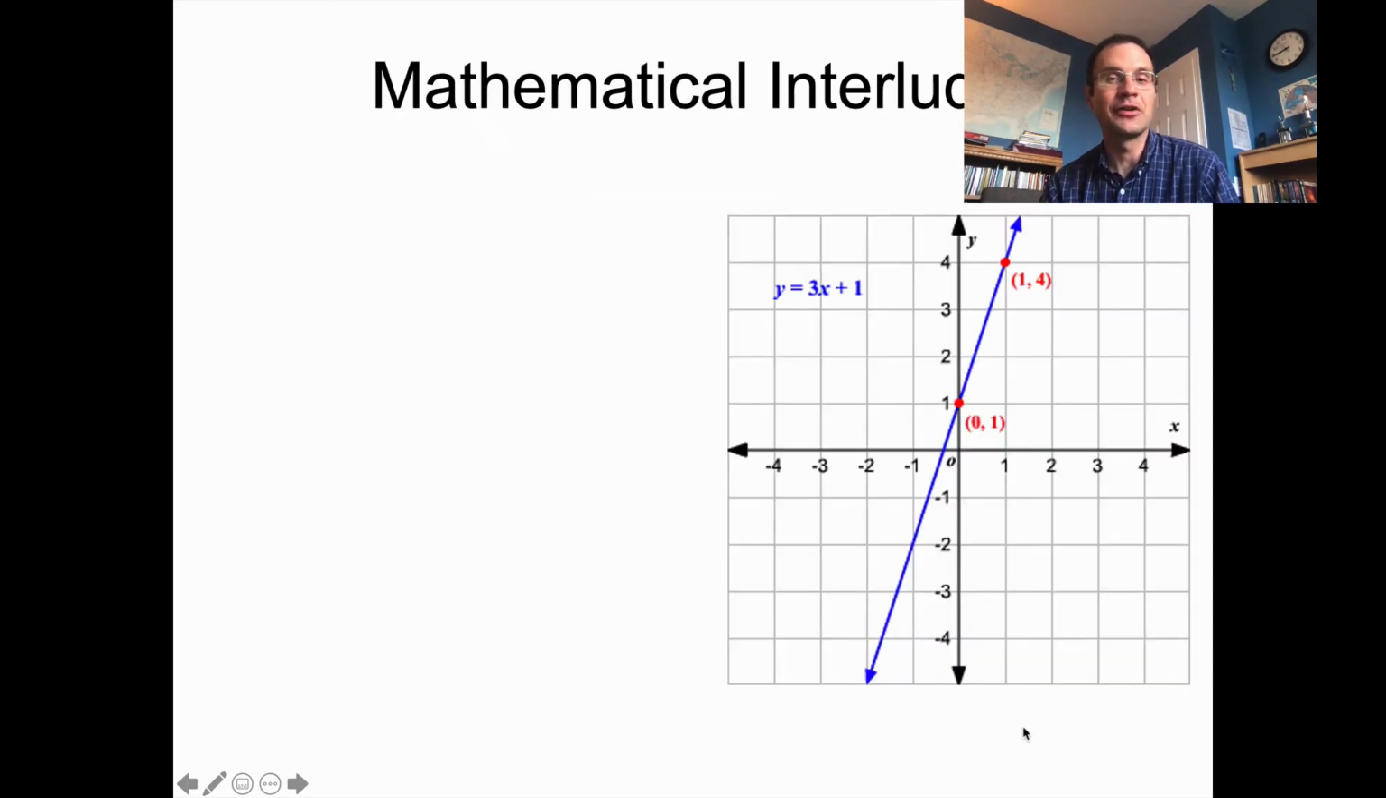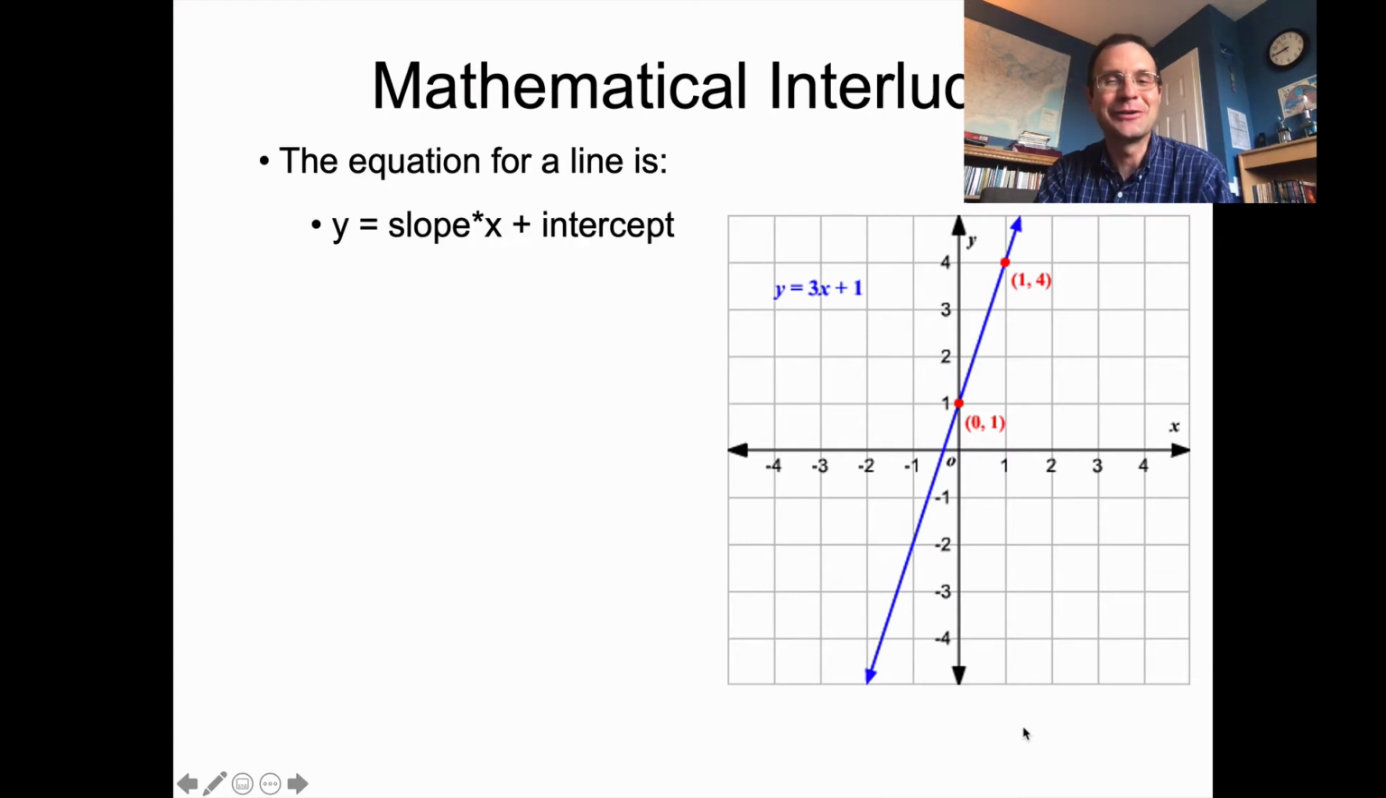And I'll give you a graphical example of that. I'm not going to talk you through it or write it on a whiteboard. I'm just going to grab a random graphic off the internet and show it to you. So here's our equation for a line, y equals slope times x plus intercept.